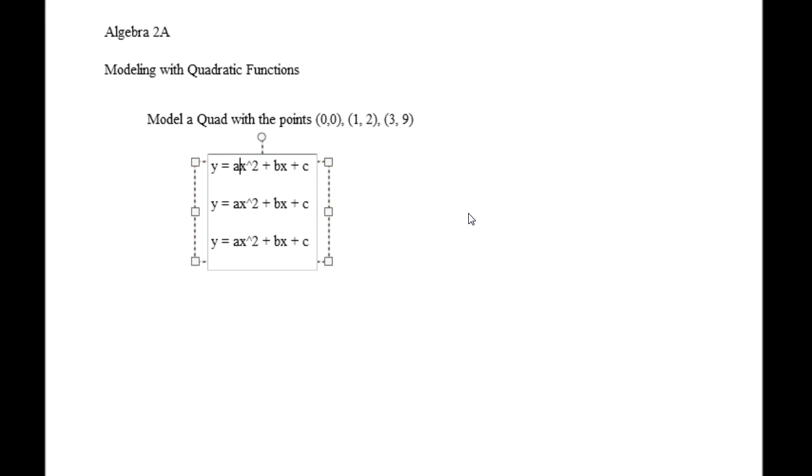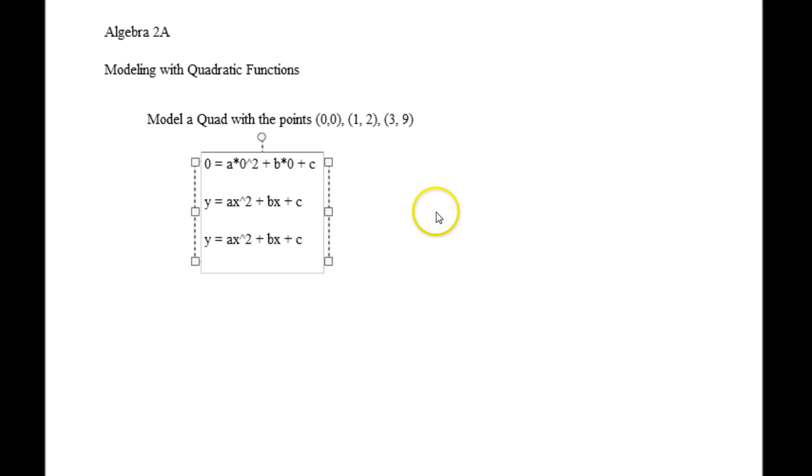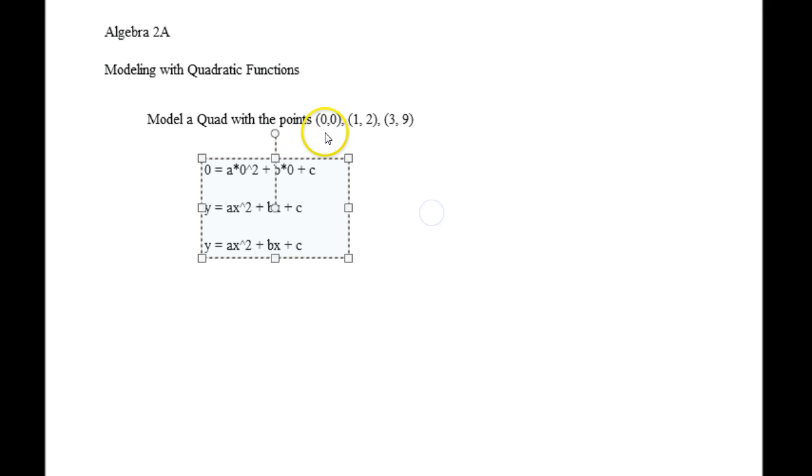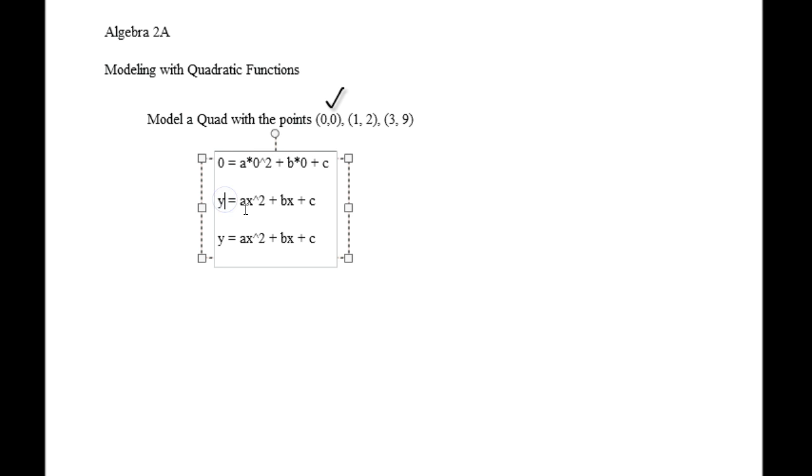So for the first one, I'm going to plug in 0 for x and 0 for y. So I'm going to plug in 0 here, 0 here, and this is going to be times 0 as well. So I've used this point. Check. Now for the other ones, I'm going to plug in 1 and 2. So 2 goes in here for y, 1 goes in right here, and we do times 1 here. And then right here, I'm going to plug in 9 and 3.